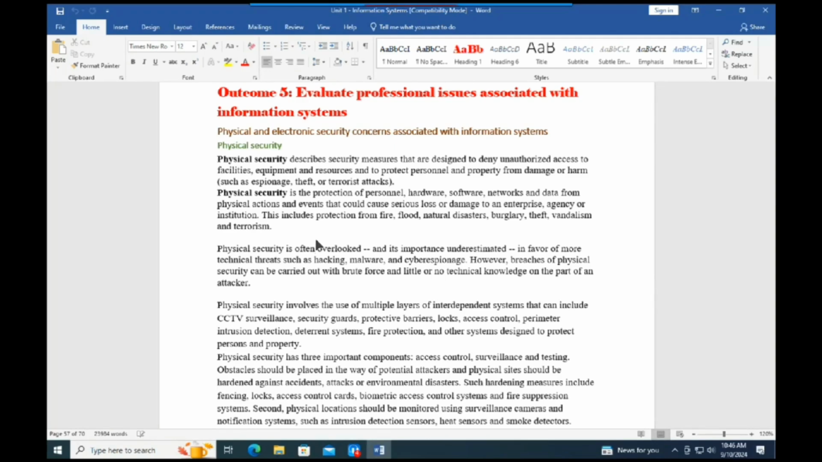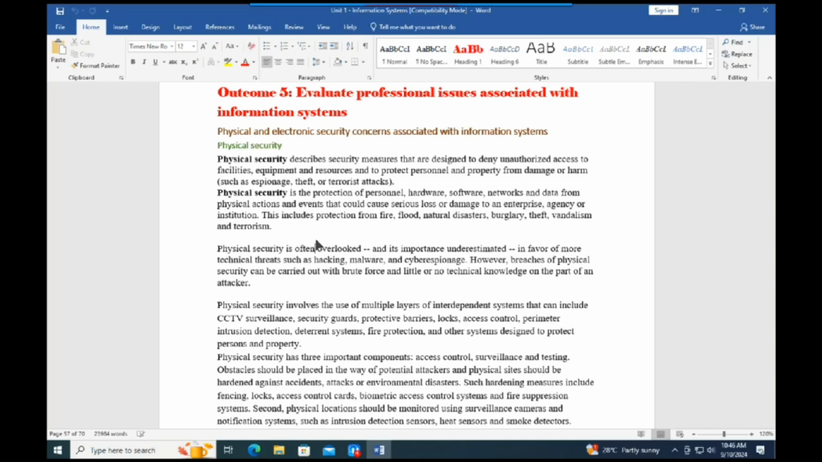When we're talking about physical security, we are looking at the measures that are designed to prevent people that are not authorized from accessing facilities, resources, or equipment, and to also protect the people and the property from damage or from harm. When you talk about people, we are talking about the staff working in the organization. So security revolves around the safety of resources, equipment, and personnel within that organization.